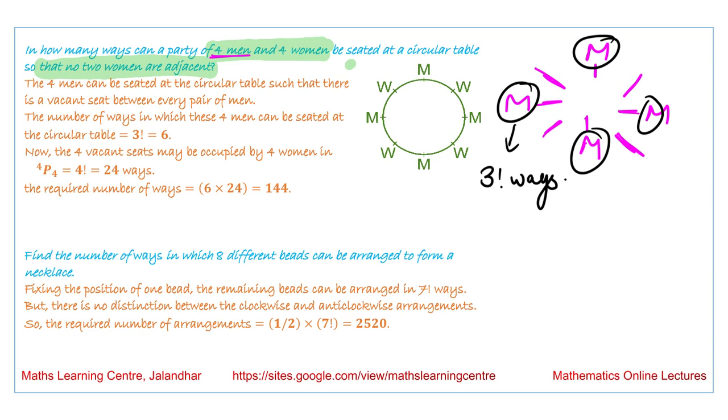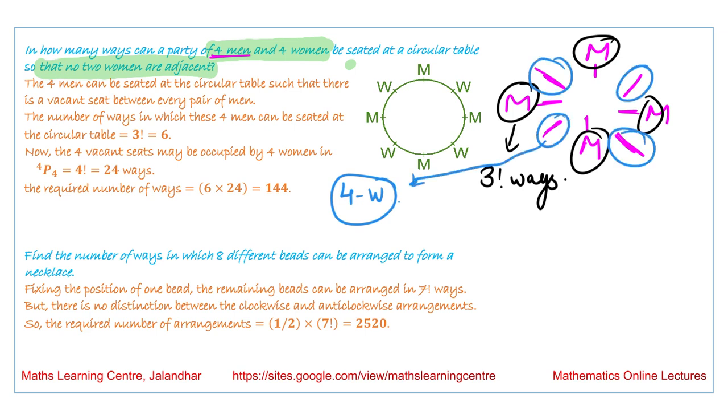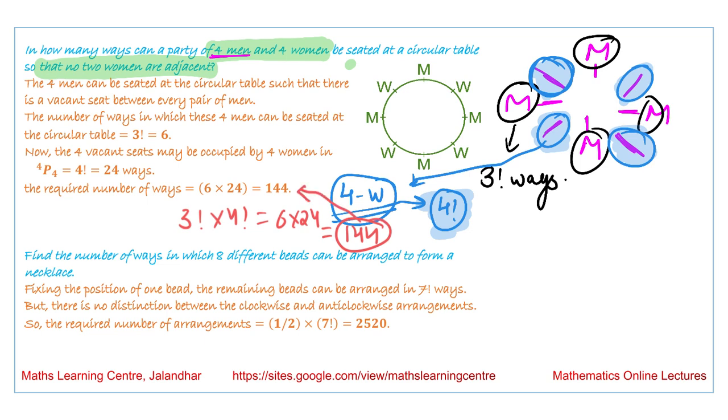Now we are talking about 4 women and 4 vacant seats. The number of arrangements that we will have will be 4 factorial. We are saying 4 women are to be seated at these 4 places, 1, 2, 3 and 4. So the number of ways we have is 4 factorial ways. So the final answer we have is 3 factorial into 4 factorial, that is equal to 6 into 24, that is equal to 144 ways.